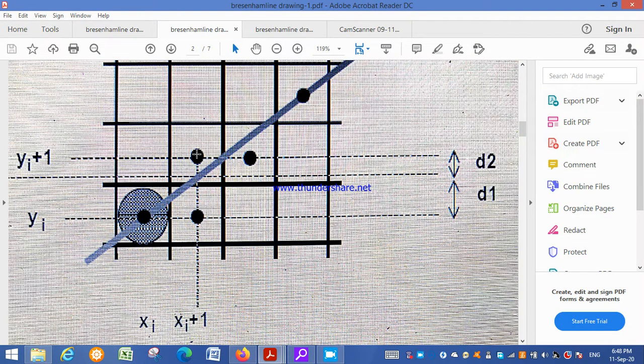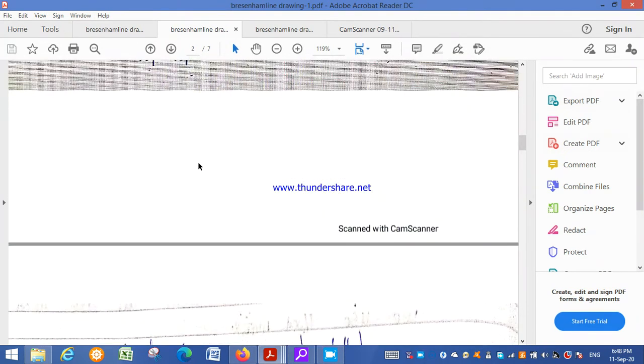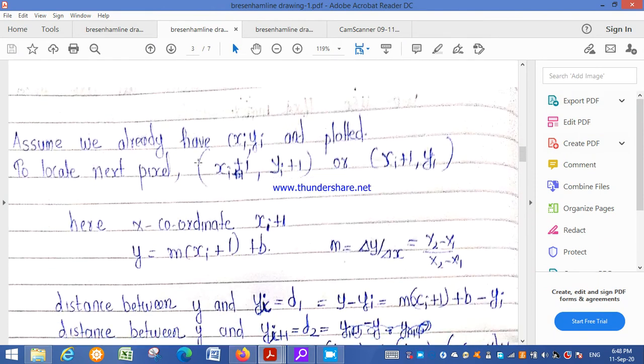This is determined based on the distance from the actual true line. Which one is nearer, we select that pixel location. That is the concept behind Bresenham's line drawing algorithm. So here we know that the x coordinate for the next pixel location is always xi plus 1. From that, the y coordinate is computed using the equation y equals mx plus b, so m into xi plus 1 plus b. Here m is delta y by delta x, that is y2 minus y1 by x2 minus x1.